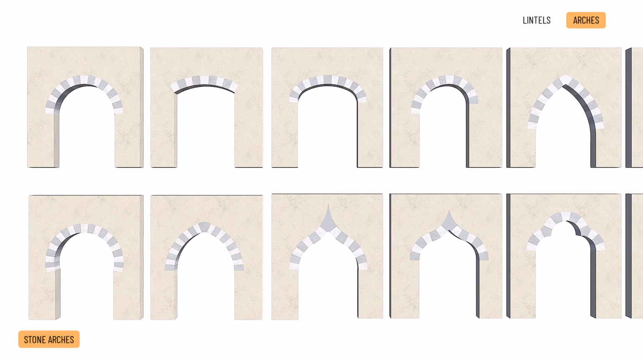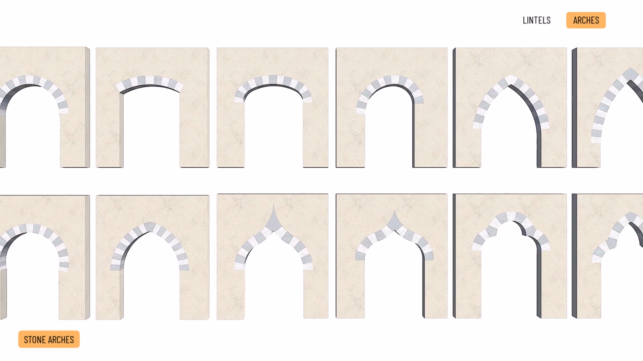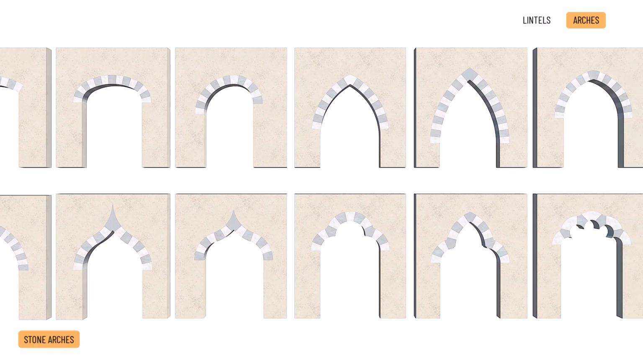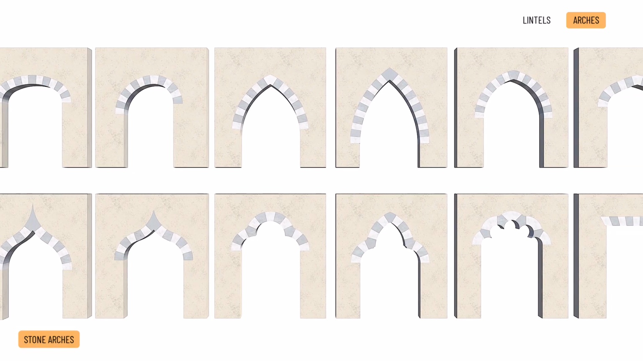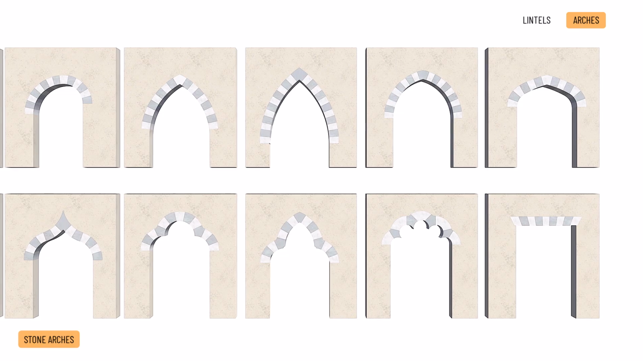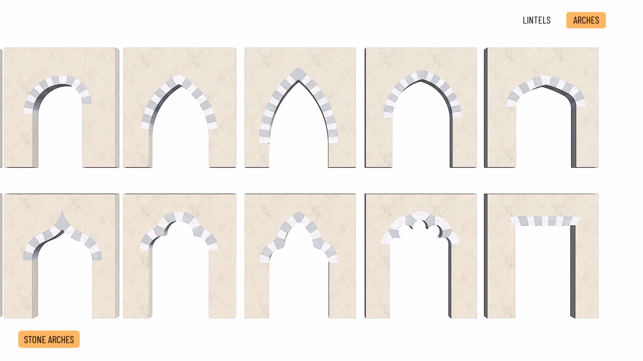Some examples include semicircular arches or round arches, segmental, three-centered, parabolic, rampant, three-pointed, acute, round horseshoe, ogee, trefoil, or flat arches.